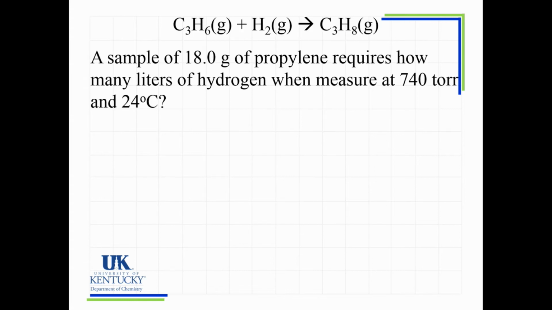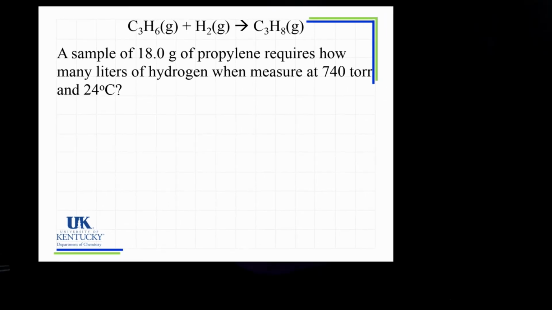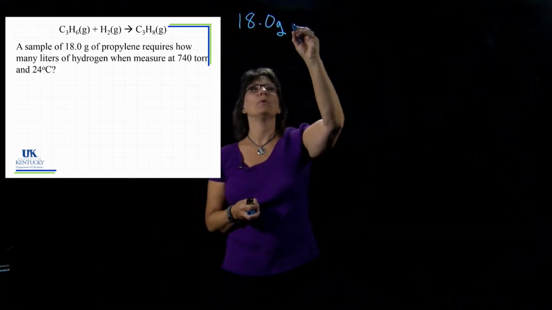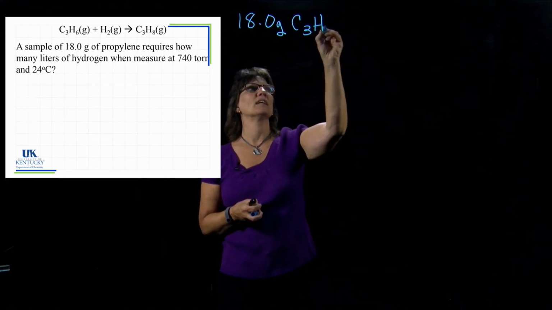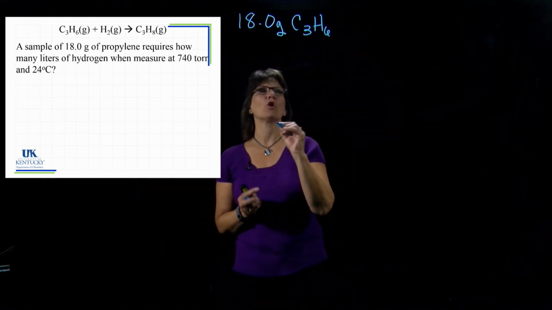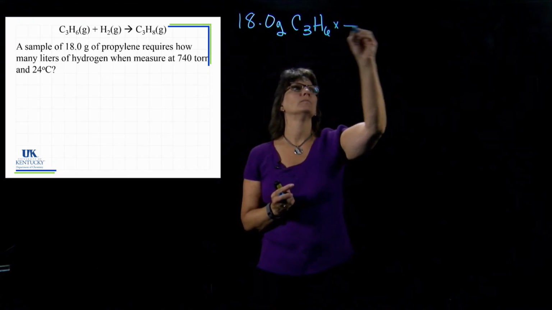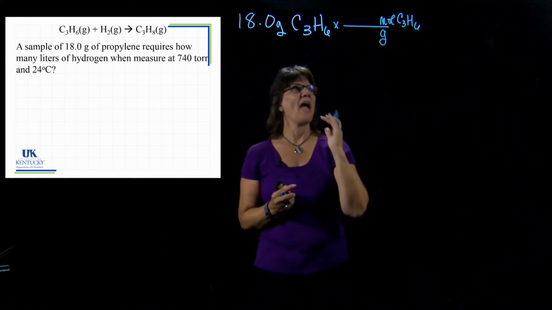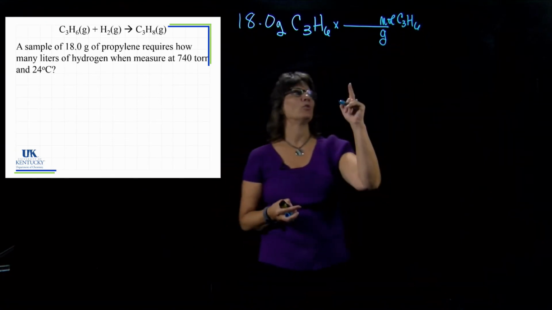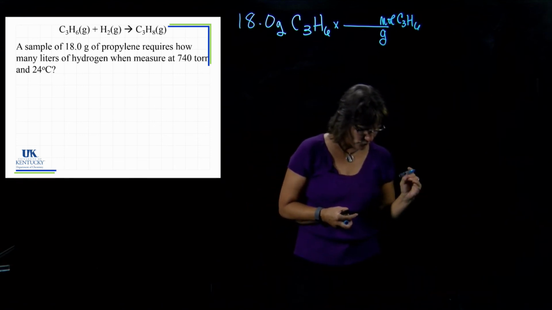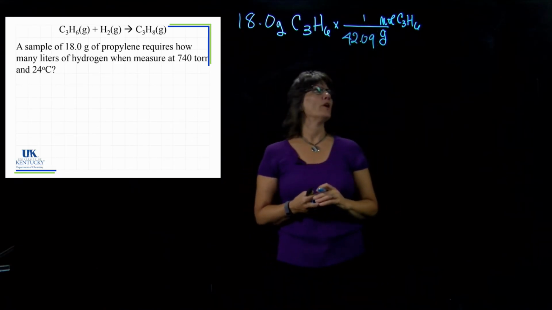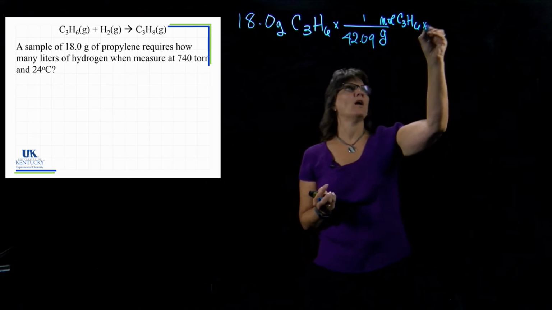Let's see what we've got here. I've got the problem rewritten up there that we can look at as we go through it. We're starting with the given, and that is that we have 18.0 grams of the propylene, which is C3H6. The first thing I'm going to do is go from grams of that to moles of C3H6. I go to my periodic table, and I do 3 carbons and 6 hydrogens, and I have 42.09 grams in a mole.